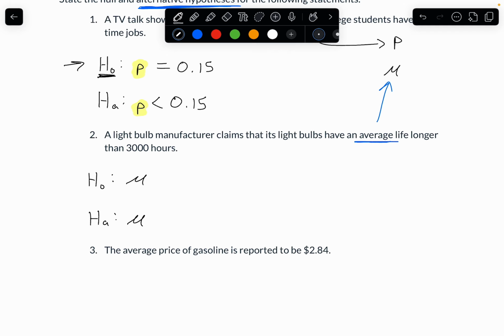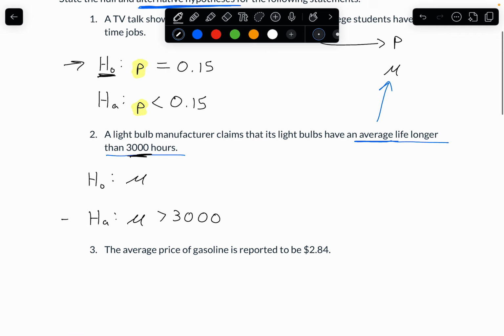So I'm once again going to start with my alternative hypothesis here. We've already said we're talking about an average, and I'm just going to look for some sort of claim that's being made. So this says average life longer than 3,000 hours. So longer than makes me think more than, or perhaps greater than whatever value they're talking about here, which in this case is 3,000 hours. So I'm going to say that the population mean is greater than 3,000 hours.